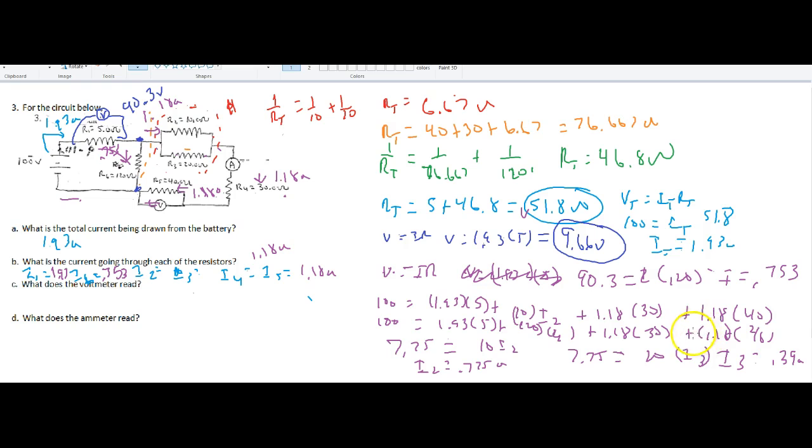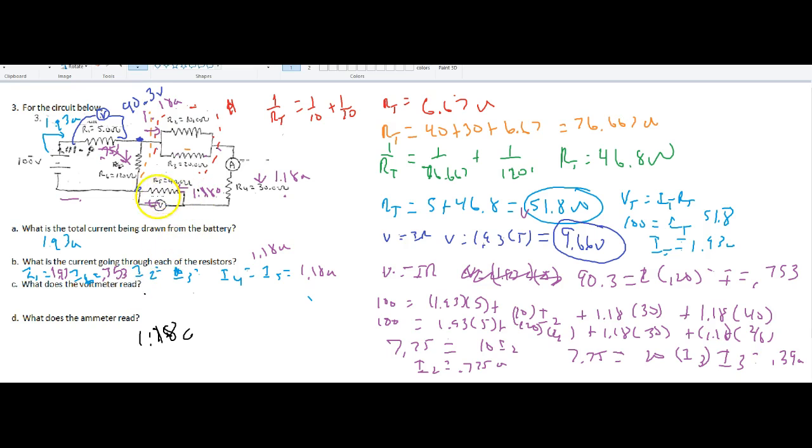Now I look at the whole thing and those two have to add up to, what? 0.39 plus 0.775 better add up to 1.18. And I get 1.17, which caused me a little bit of stress, but that's a rounding error, so I can live with that. And then coming home, what does this ammeter read? Well, this ammeter is all the current coming through this wire. That was 1.18, so 1.18 amps.